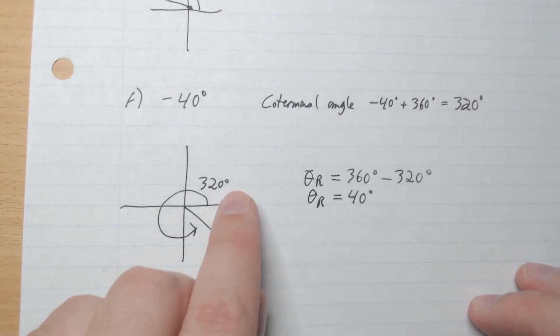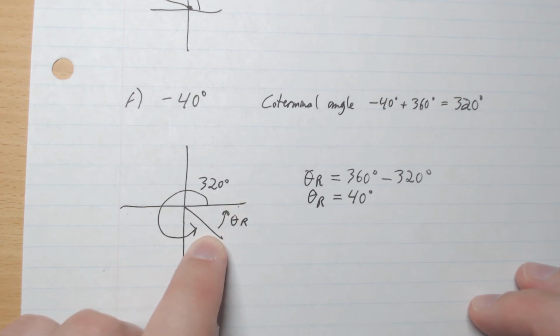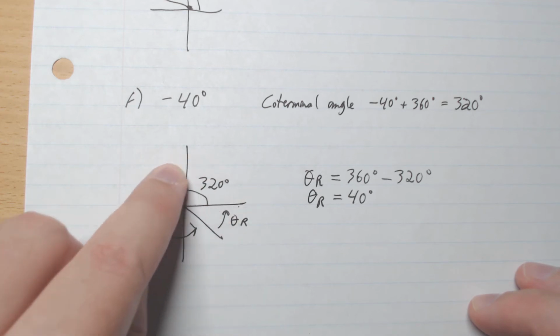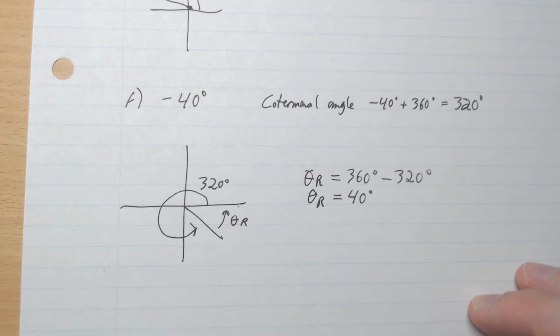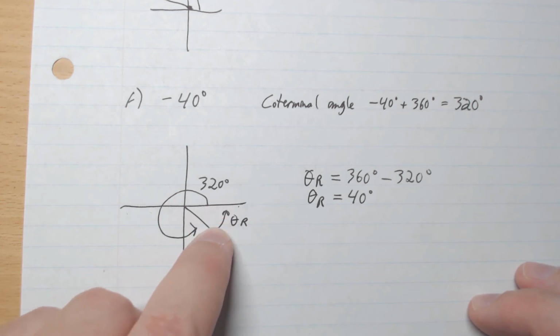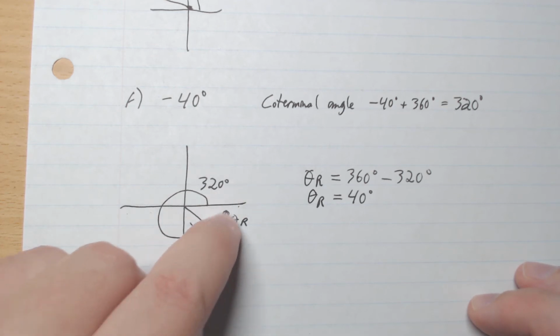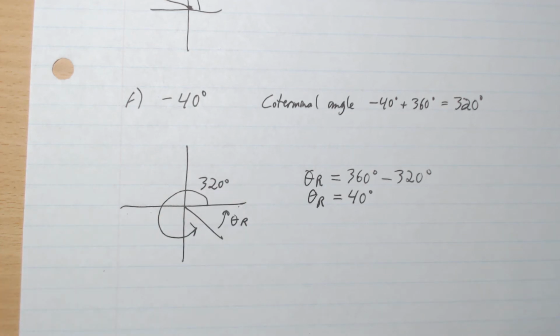F, negative 40, so this is here. We're going to go plus 360 to make it 320 like that. So the reference angle is 360 minus 320, which is 40. Or you could just notice this is negative 40, therefore the reference angle is 40. You can do that as well.